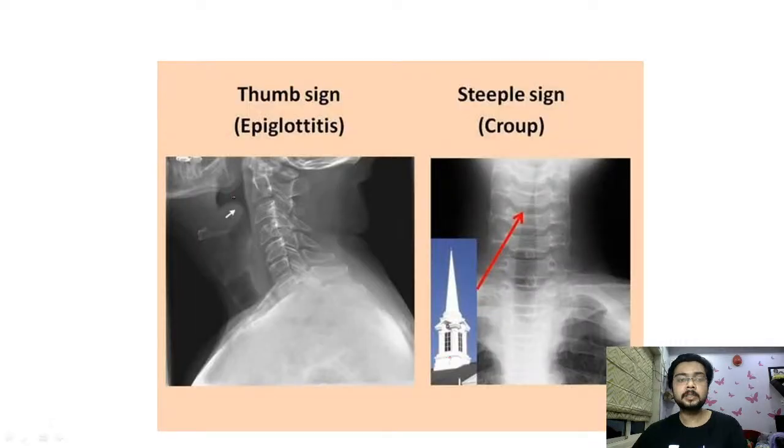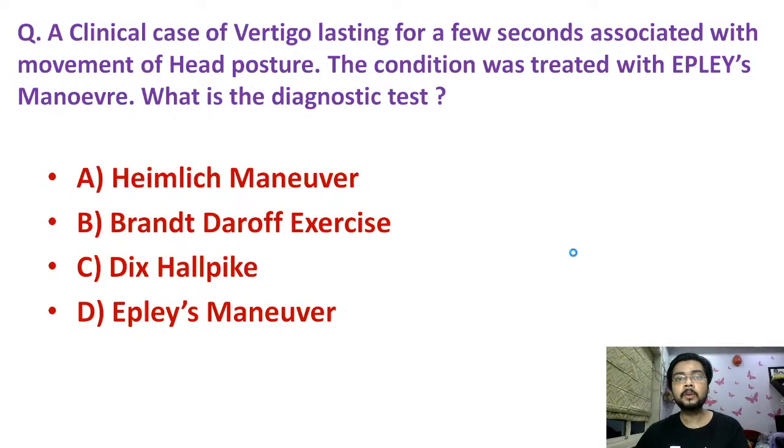So these are the two X-ray differences. In epiglottitis you can see the thumb sign. In croup, you will see narrowing. See the narrowing of the trachea here. The airway will be black. So here you can see a steeple sign, narrowing, in case of croup.